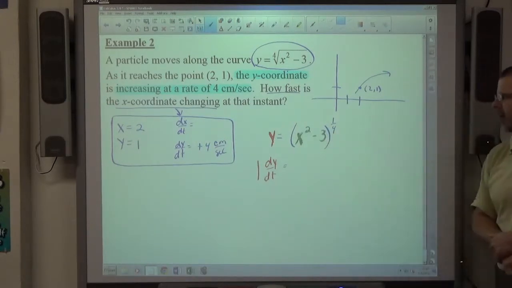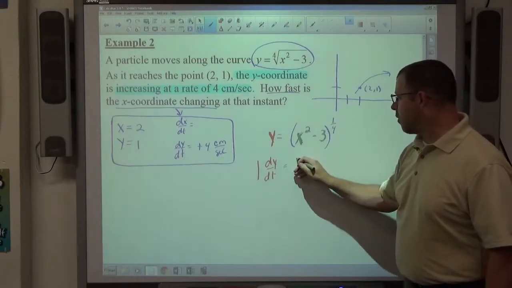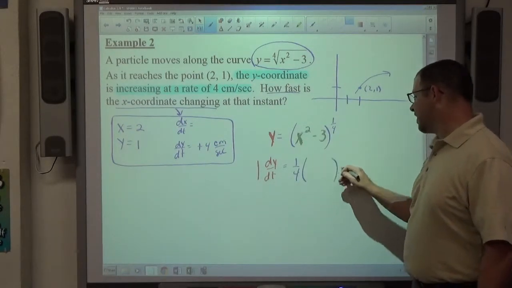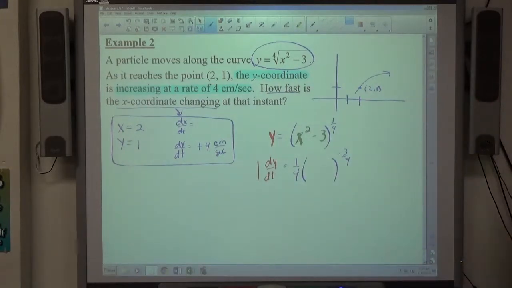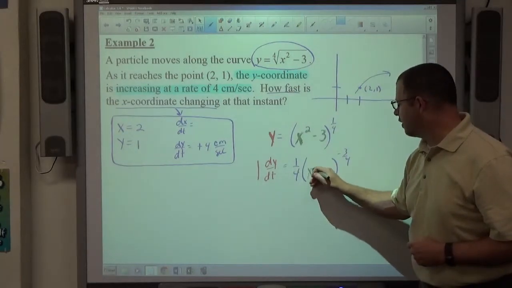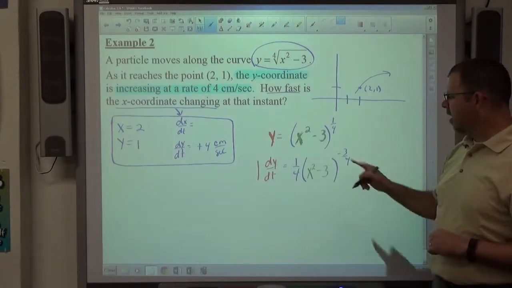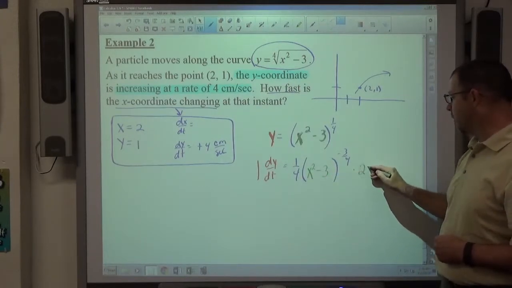X squared minus 3 being raised to the 1/4 power. The derivative of anything to the 1/4 power is 1/4 times that same thing to the negative 3/4 power, right? That's just how you differentiate a power structure. In this case, the power structure happens to have an expression that is not just x inside. So then we're required to differentiate the inside, the derivative of x squared minus 3, which is 2x.